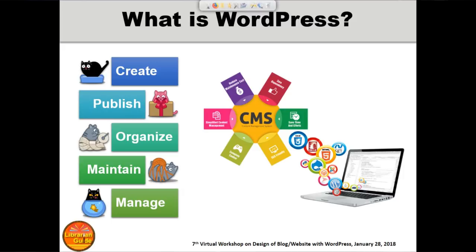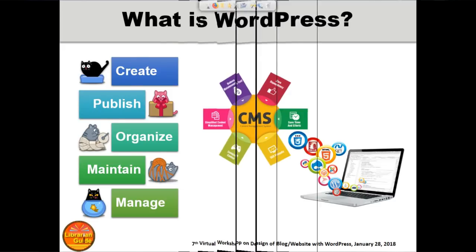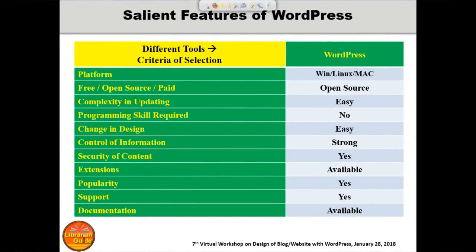Approximately 30% of all the websites throughout the world are functional with the help of WordPress. So the percentage itself is expressing the popularity of this wonderful tool. Let's see more in detail. These are some salient features of WordPress.